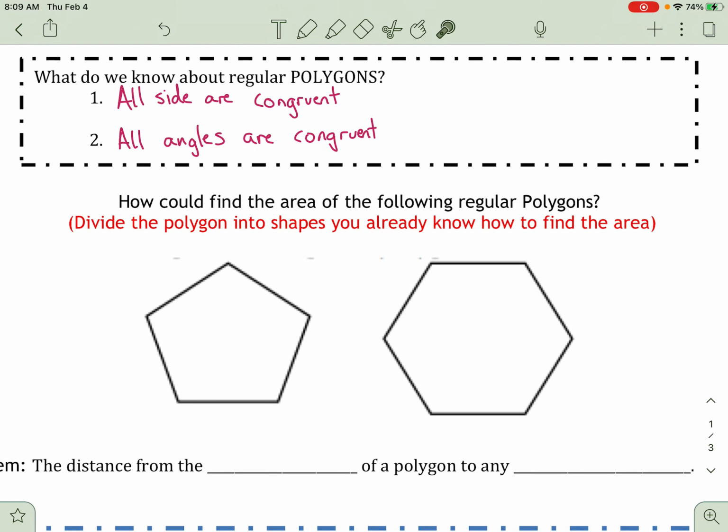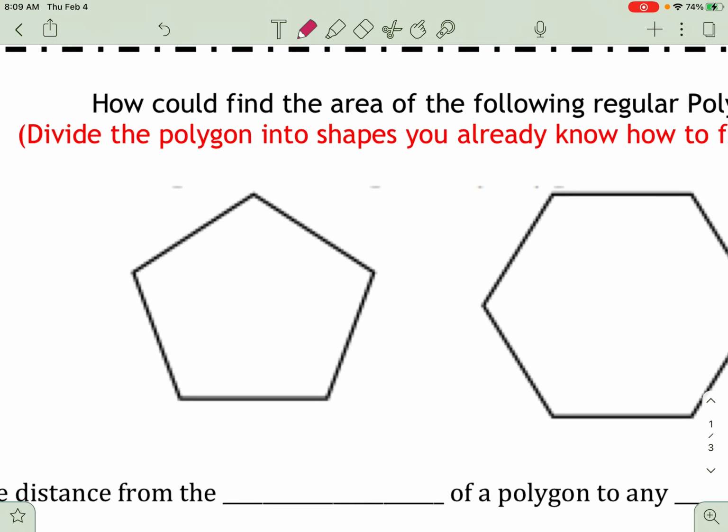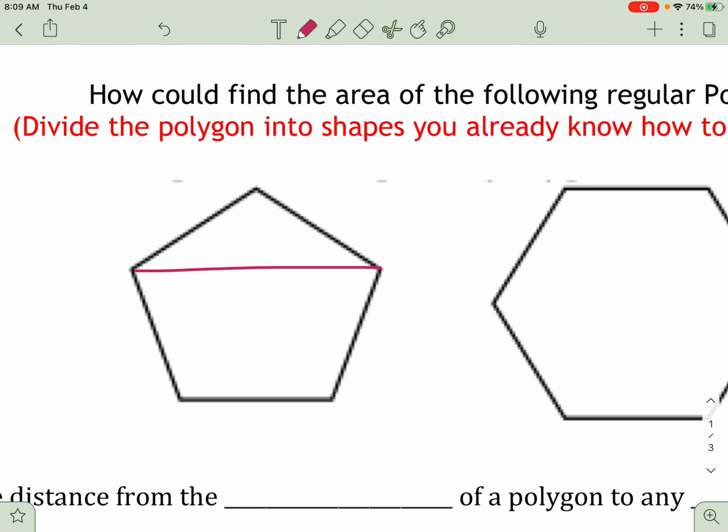All right, so how do you find the area? How could you find the area of regular polygons? Well, you could divide it into shapes you already know. So for instance, in this first one, you could divide it into a triangle at the top, and then you could look at the bottom and say, wait a second, I have a base, and it looks like a trapezoid, right?